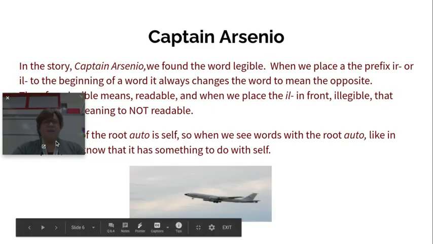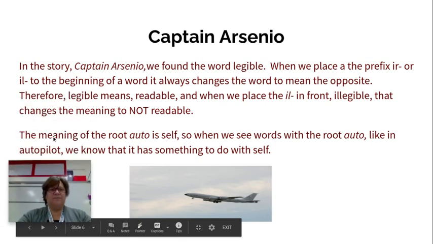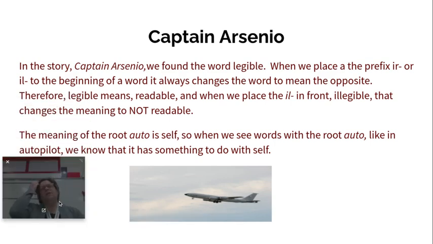In our story, Captain Arsenio, that we read, we find the word legible. When we place the prefix IR or IL at the beginning of a word, it always changes the word to mean the opposite. Therefore, legible means readable, and when we place the IL in front, illegible, that changes the meaning to not readable. The meaning of the root auto is self. So when we see words with the root auto, like in autopilot, we know that it has something to do with self.